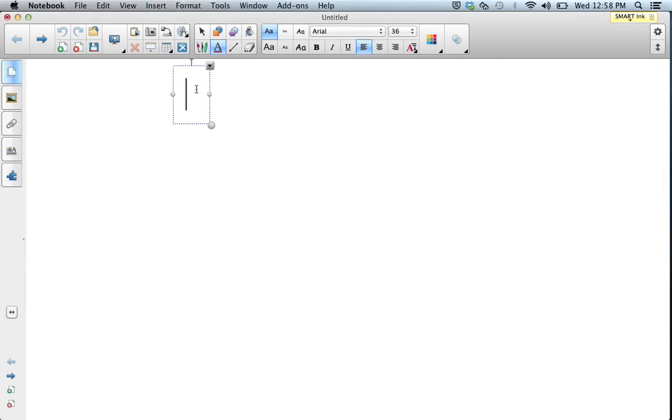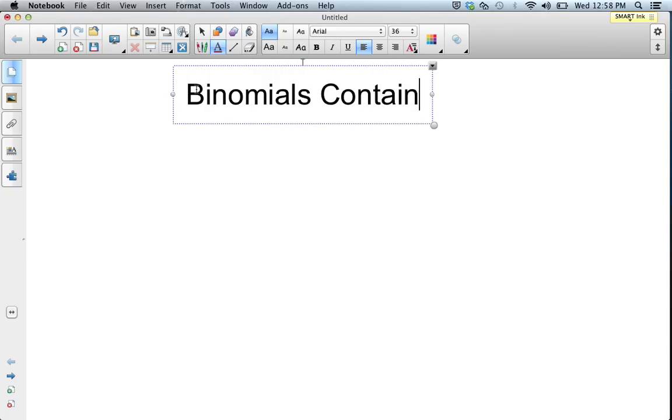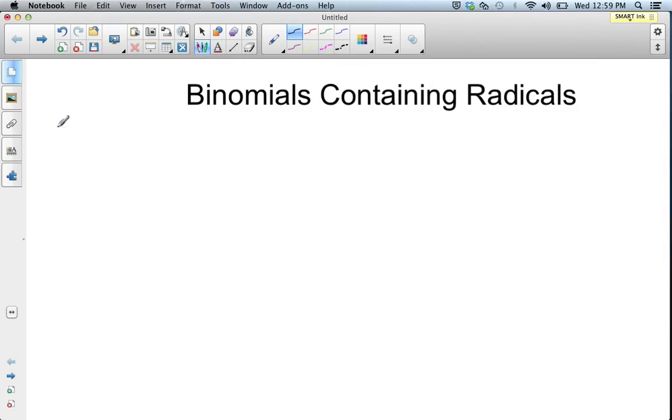Today's lesson is on binomials containing radicals. And the first thing I want to talk about is rationalizing the denominator, but we're going to look at it in a little bit of a different context. So let's look at this example here.